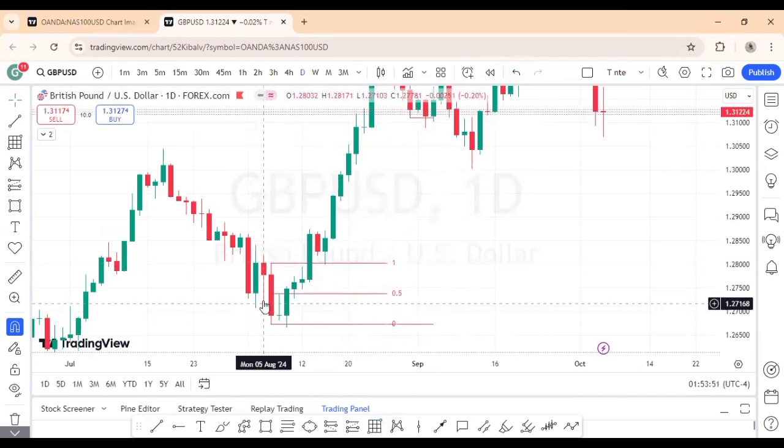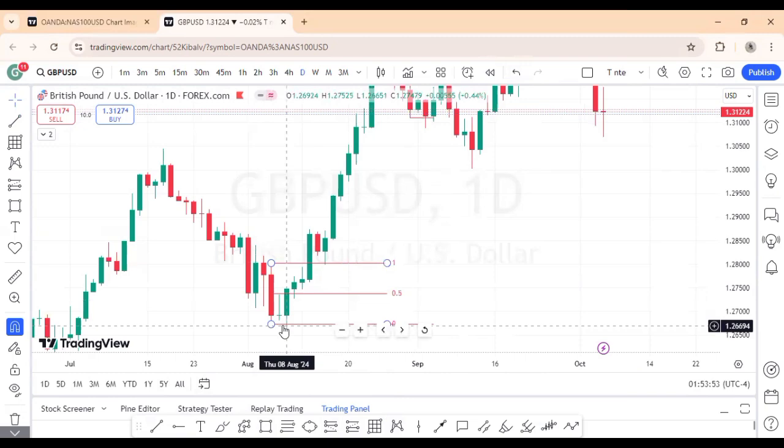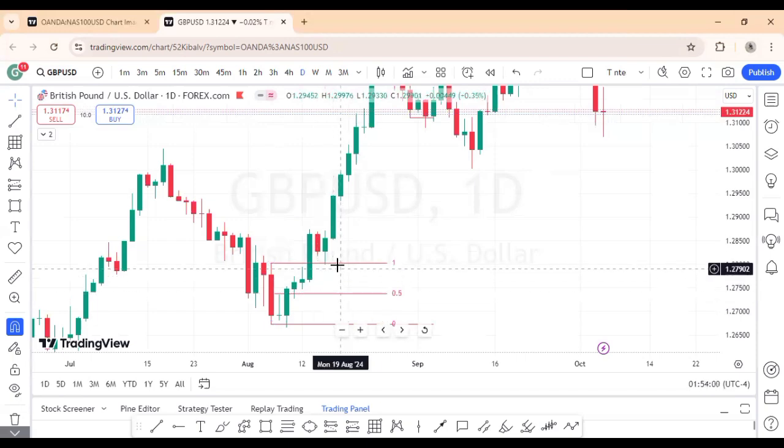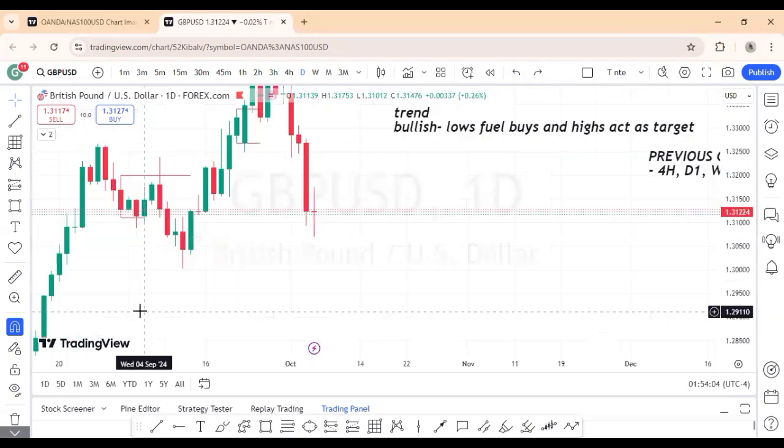That means if you bought after price took out this low, you can target 50% of the candle as your partial target. You can take partial profit at the midpoint, but overall your target should be the high of the candle. So that is a very simple approach.